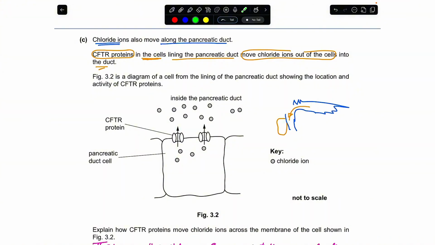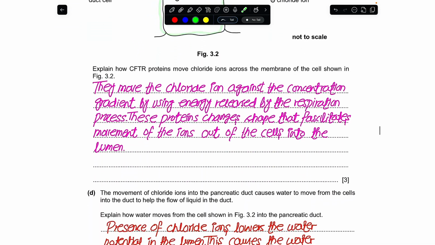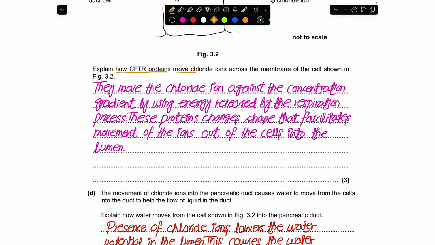And they have shown us the diagram of the same cell that is lining the pancreatic duct, and we see it here. They have given a key where the chloride ions are being pumped out, and they are coming here into the pancreatic duct, and this is the pancreatic cell with us. Now, for 3 marks, what they are asking us is to explain how the CFTR protein moves chloride ions across the membrane of the cell shown in figure 3.2.